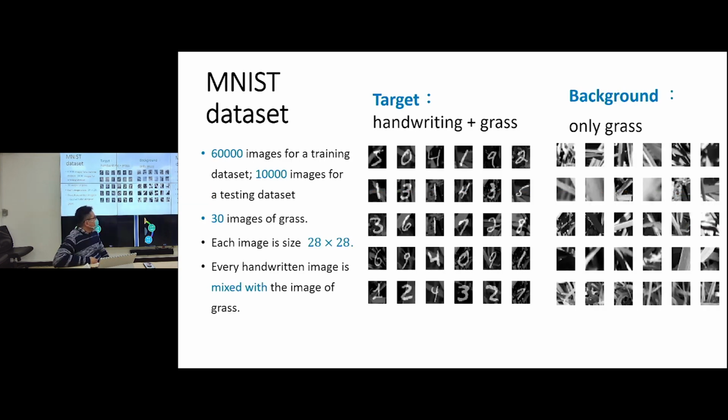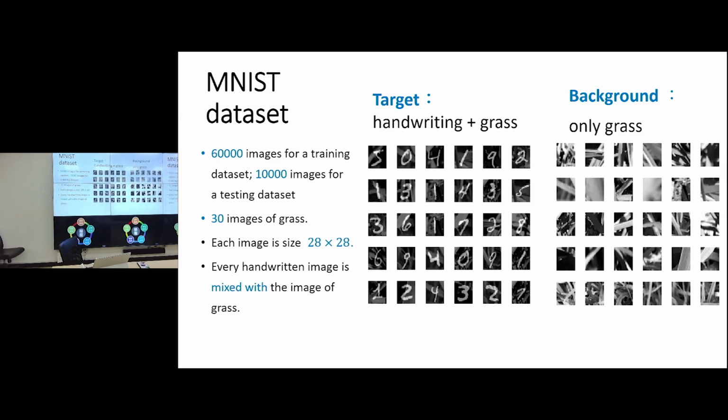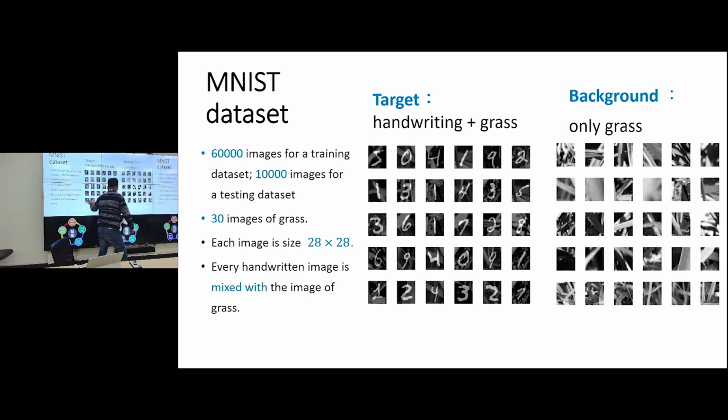Okay, this is the MNIST data set, and this is the data description. For the background data set, we have 30 images of grass, and each image is size 28 by 28. And our target data set is a mixture of grass images and handwriting images. This is our target data, and this is our background data set.